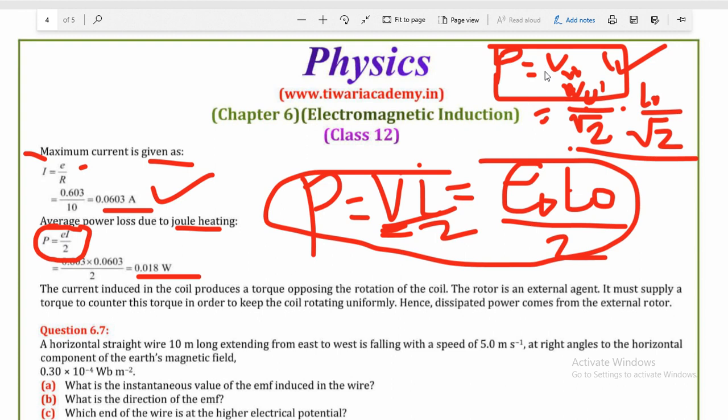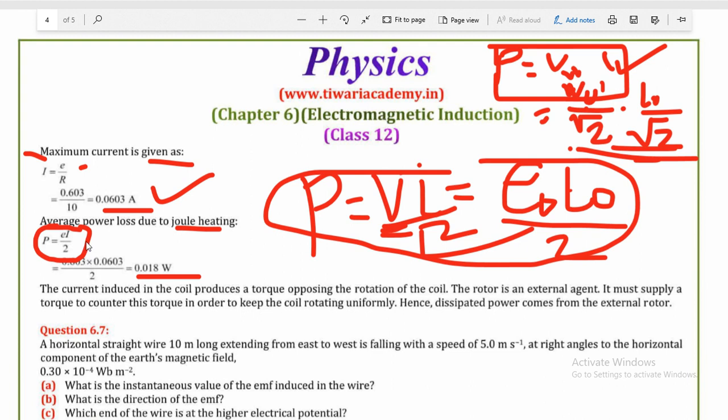So if you change your formula from Vrms and Irms to the maximum values of voltage and current, you will get V0 by root 2 into I0 by root 2. So the formula becomes V0 into I0 by 2. So this is the final formula. I hope you understand.